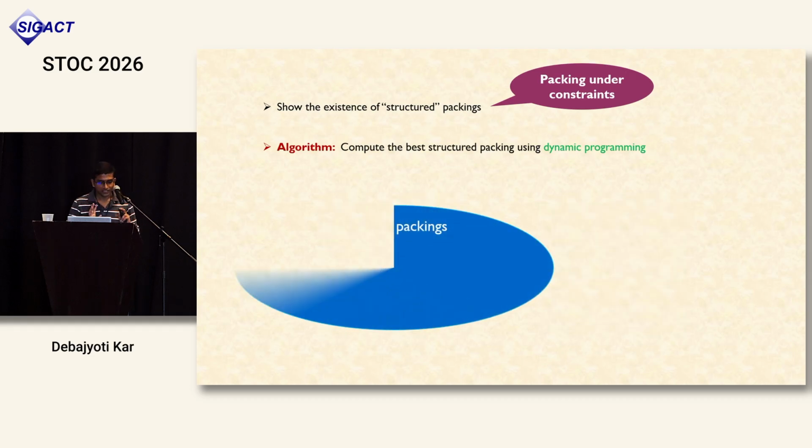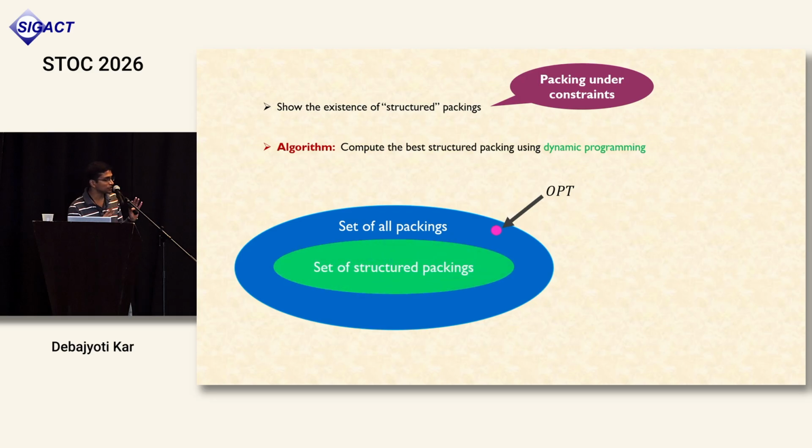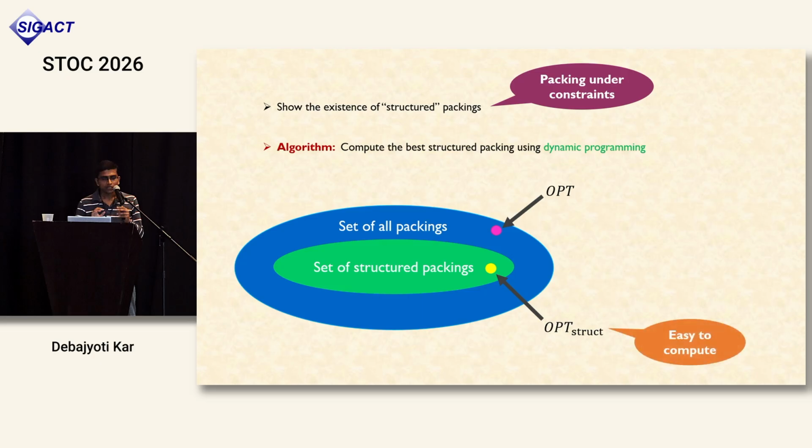Pictorially, we have the space of all possible packings, and the optimal packing lies somewhere here. And then, as a subset of this, we have the space of all possible structured packings, and the optimal structured packing sits somewhere here. And the constraints that we want to impose should be such that the best structured packing, that is the optimal structured packing, should be easy to compute. That is, we should be able to compute this optimal structured packing in polynomial time.